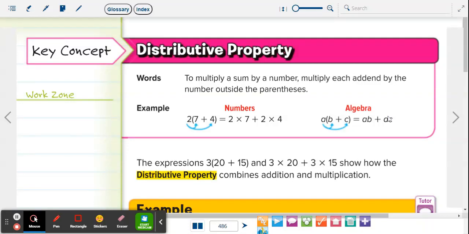That is, you're multiplying the number outside the parentheses by the numbers inside the parentheses.